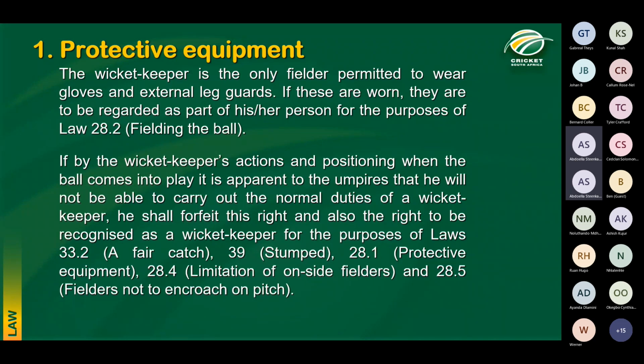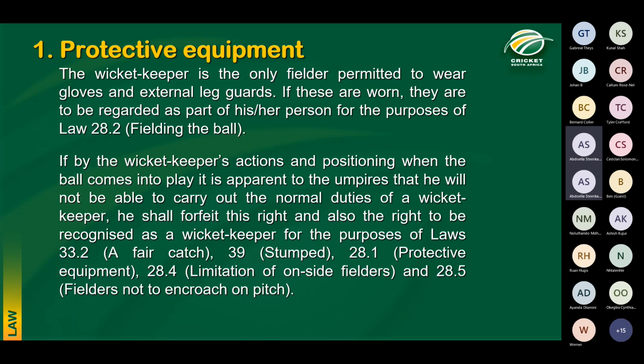So if, because of the positioning of the keeper, let's say the keeper stands right on the boundary, instead of standing, let's say, 10-15 meters behind the stumps for a fast bowler, the keeper actually stands on the boundary, that keeper will not be recognized as a wicketkeeper. That keeper then cannot use gloves or external leg guards. If the keeper does stand on the boundary with them and touches the ball with the gloves and the external leg guards, that would be seen as illegal fielding.